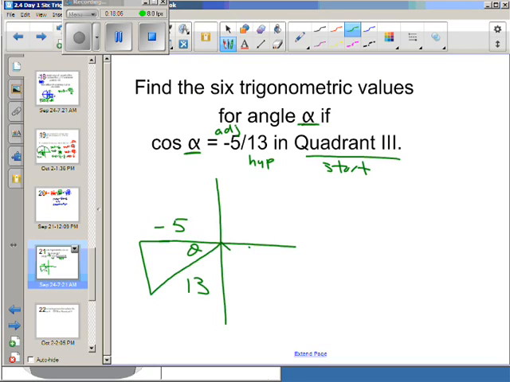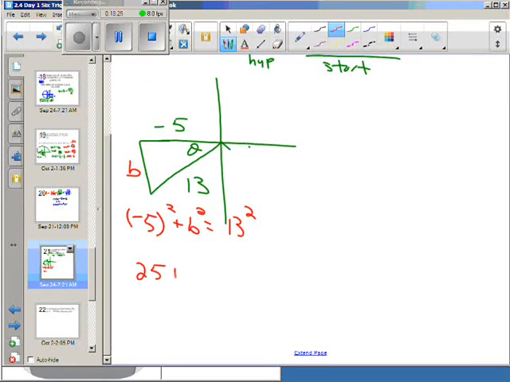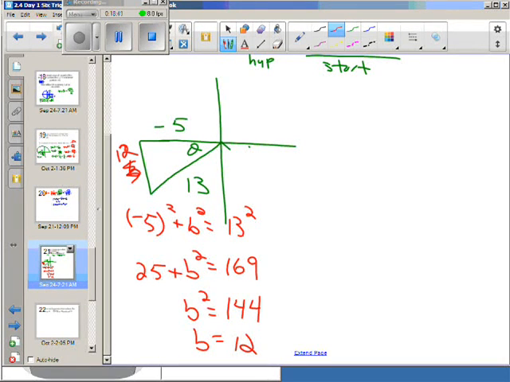I want to find the other ratios. I need to know my third side. Now in this case, I know my hypotenuse. So that's more like side B. So I could say negative 5 squared plus B squared is 13 squared. And I get 25 plus B squared is 169. B squared, I subtract my 25, and I get 144, and B is 12, which if you are good with your perfect Pythagorean triples, 5, 12, 13 is a Pythagorean triple that shows up a lot.